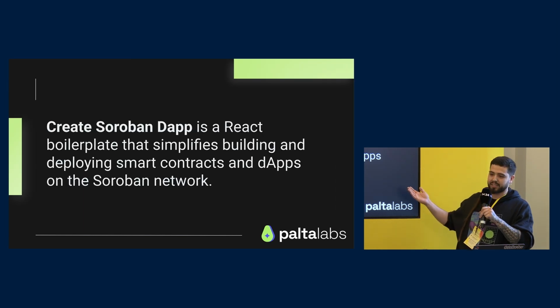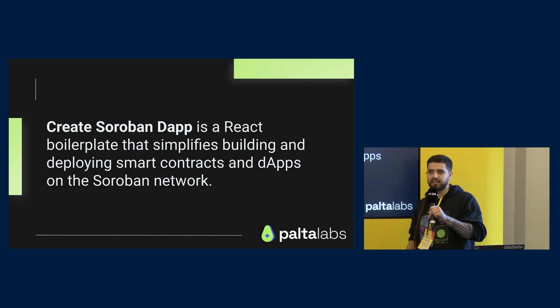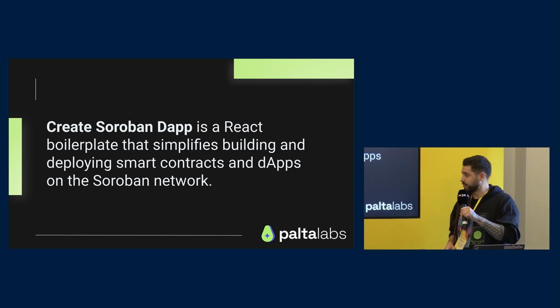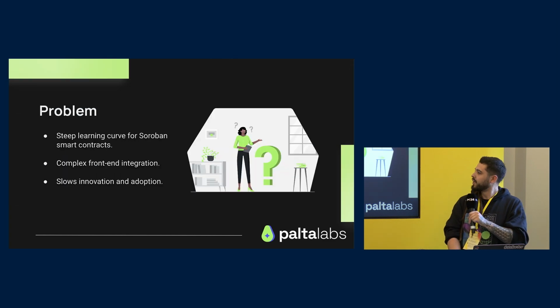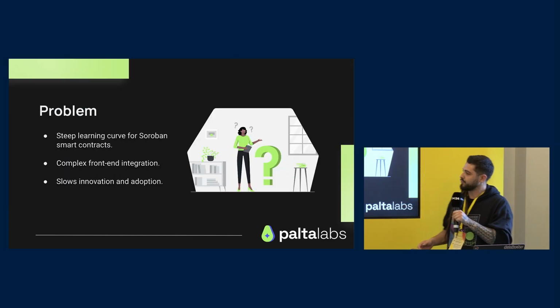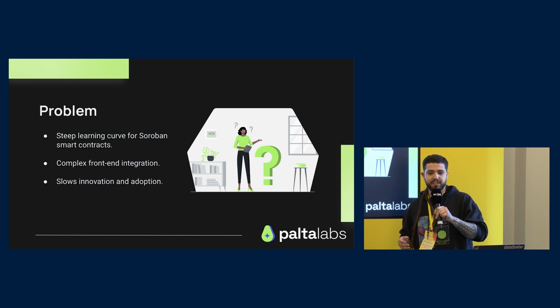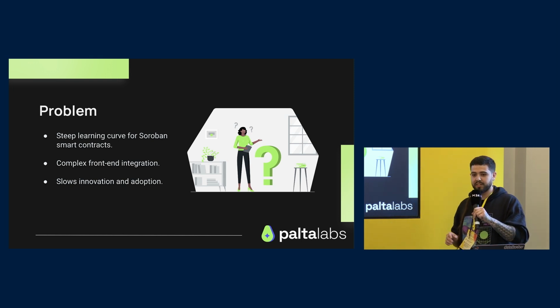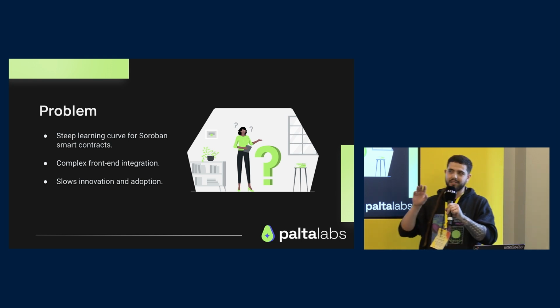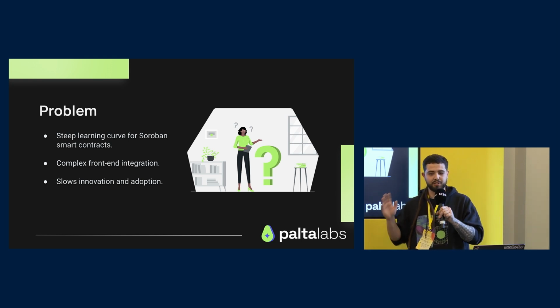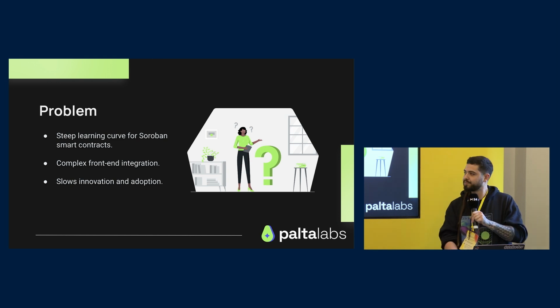So create Soroban dApp is a React boilerplate that simplifies the development of smart contracts and front-end interfaces for the Soroban ecosystem. What's the problem? Developers face steep learning curves for developing smart contracts in Soroban, especially if you're just starting with Rust. And it's complex to do integrations between the front end and the smart contracts.